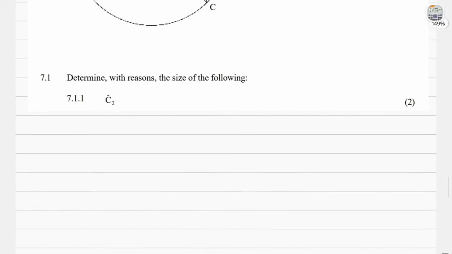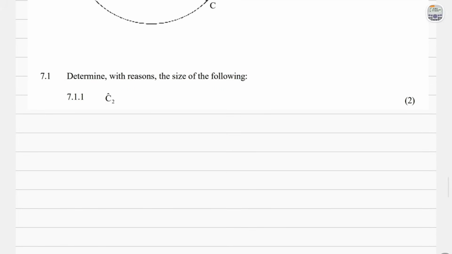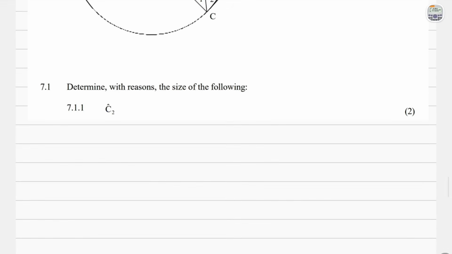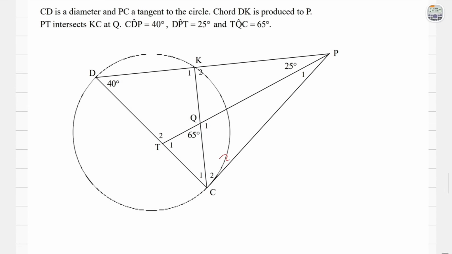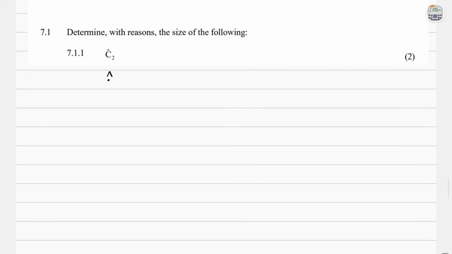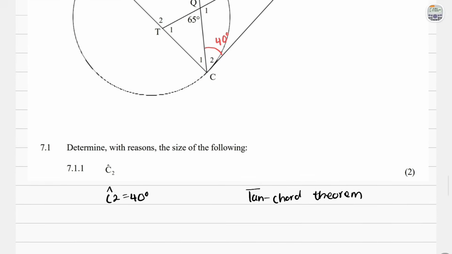Question 7.1 says, determine with reasons the size of the following, and we need to find the size of angle C2. So angle C2 is over here. Do you see how it's the angle between a tangent and a chord? So it's going to be equal to the angle at the circumference subtended by that same chord, meaning it is 40 degrees. So angle C2 is simply equal to 40 degrees, and the reason is because of the tan chord theorem. And that is our answer. Moving on to the next question.